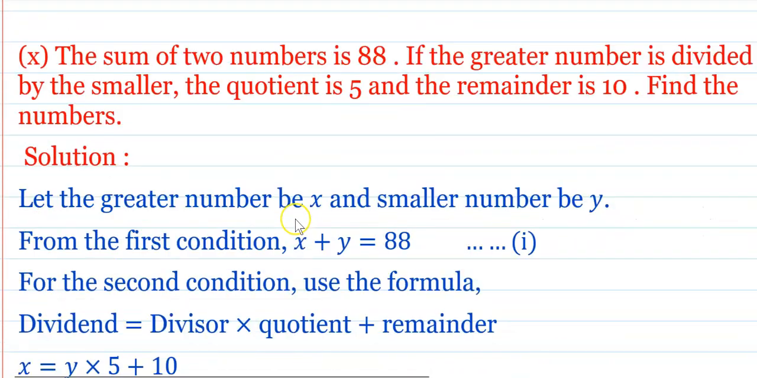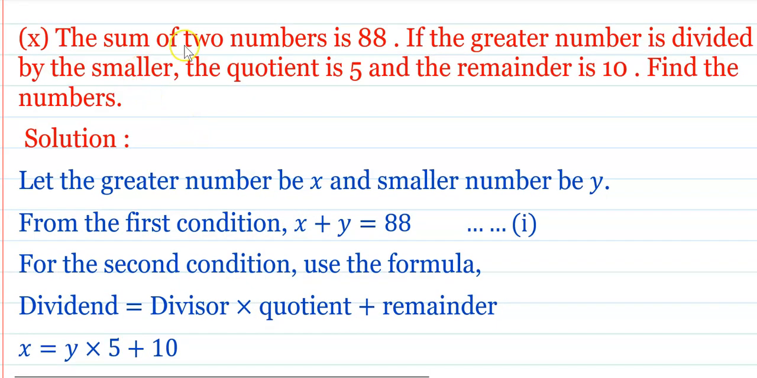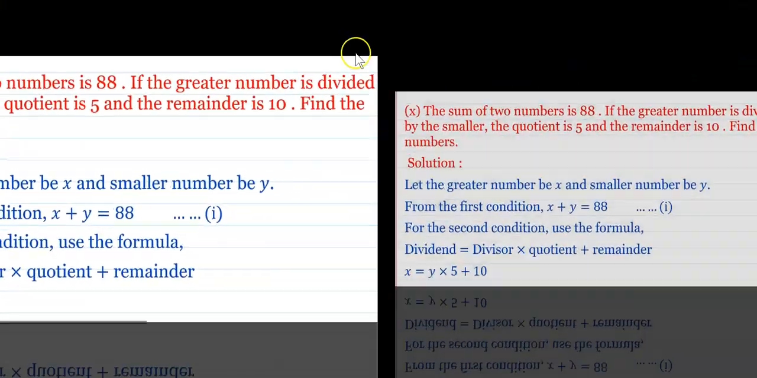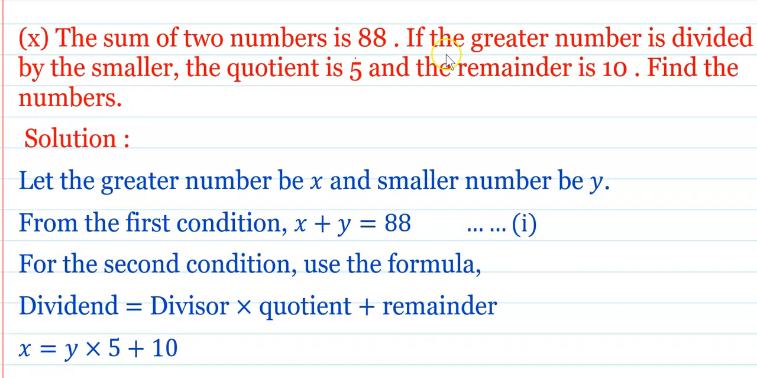Okay. Now the next question. Sum of the two numbers is 88. If the greater number is divided by the smaller, the quotient is 5 and the remainder is 10. Find the numbers. Solution. Let the greater number be x, smaller number be y.